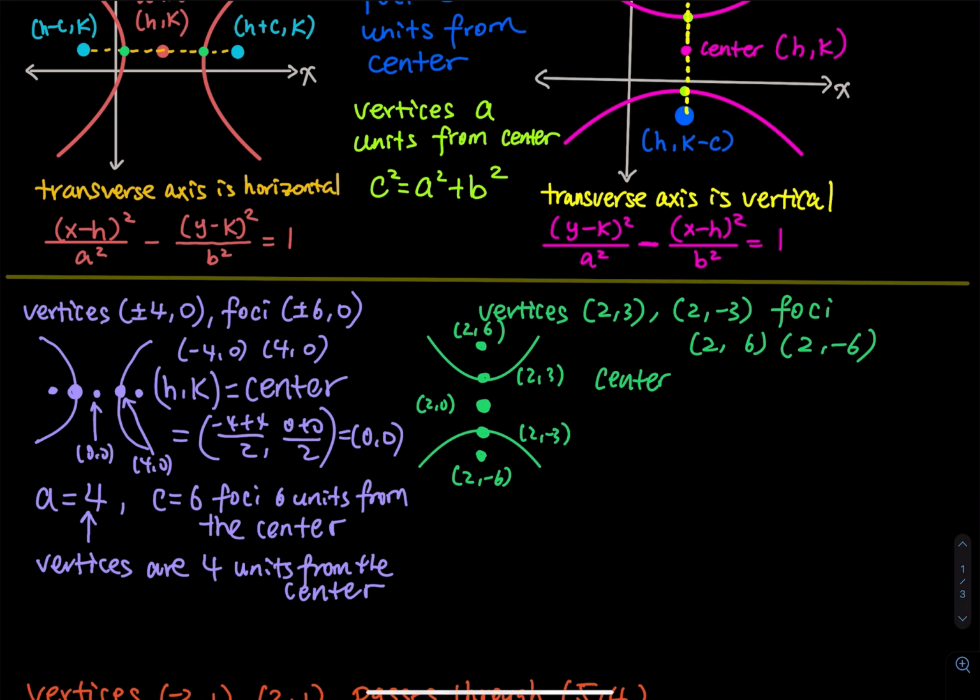And then you have to recall that c square equals a square plus b square. So you know c, that is 6 square. So you have 6 square, you know a, 4 square, plus b square. So you have 36 minus 16. Then b square is equal to 20, and then b is equal to square root of 20. And now you can write your standard equation.